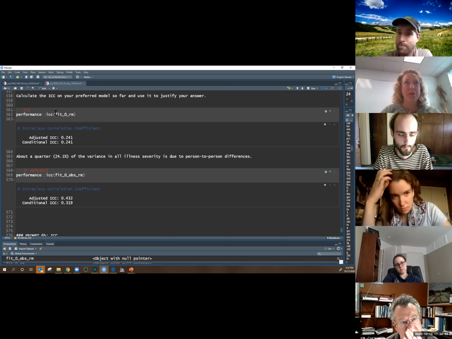This next model adds the fixed effect of time by putting in the variable OBS, observation number. Now we can say about 30% of the variance in baseline illness.